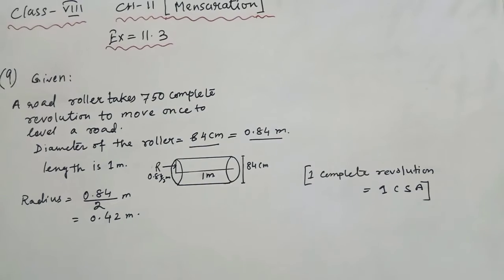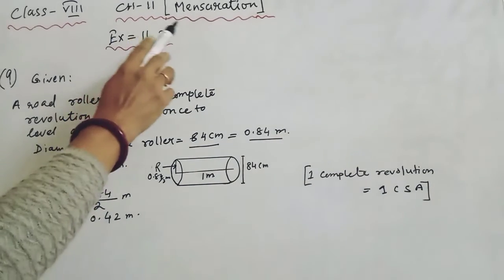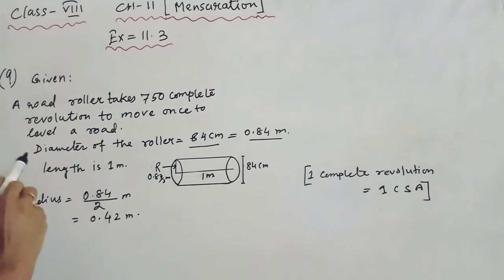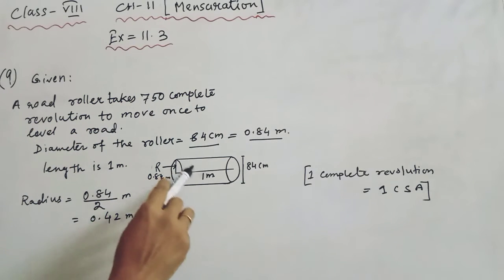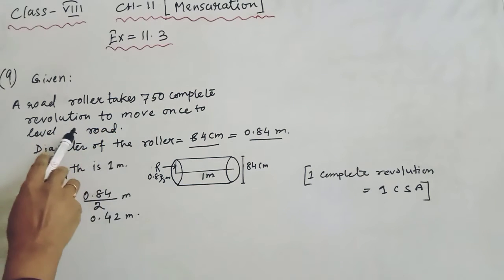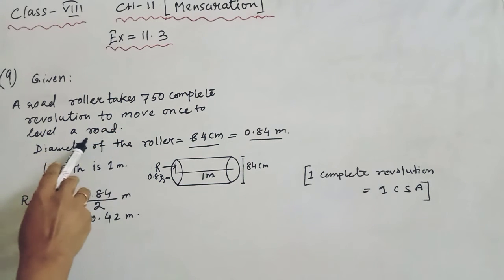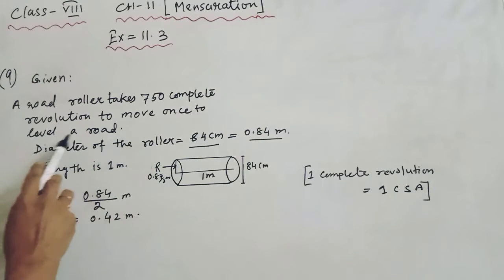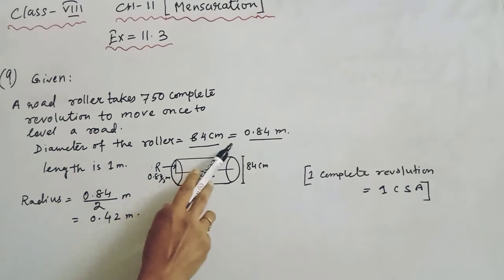Today we will do question number 9 and 10 from exercise 11.3, chapter 11, mensuration. In this question it is given that a road roller completes 750 revolutions to move once to level a road. The diameter of the road roller is given.